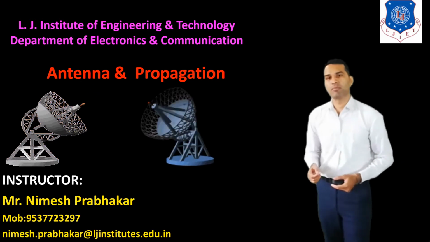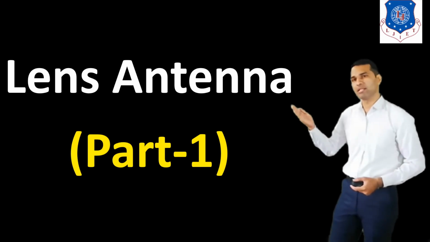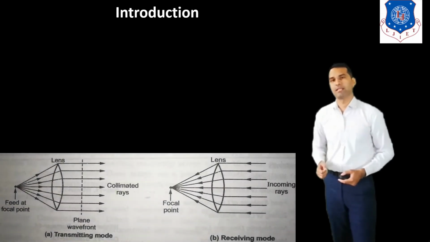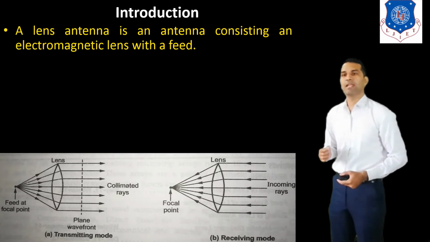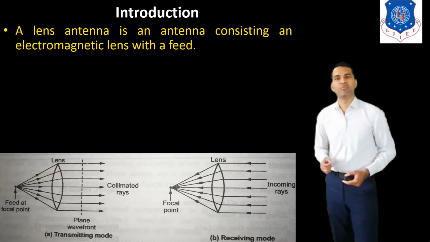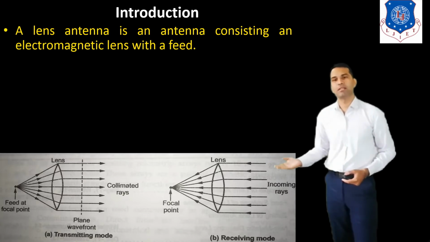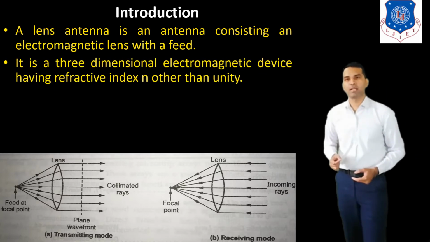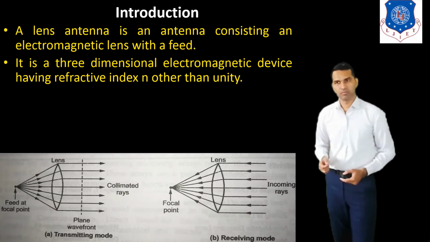Now we start a new chapter, chapter number 11, and in this lecture we discuss the lens antenna. First we discuss the introduction of the lens antenna. A lens antenna is an antenna consisting of an electromagnetic lens with a feed. See here, there is a figure. Here we use the lens in the transmitting as well as the receiving mode. It is a three-dimensional electromagnetic device having refractive index n other than unity.